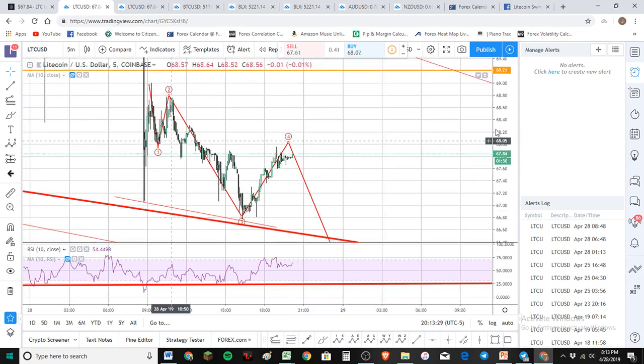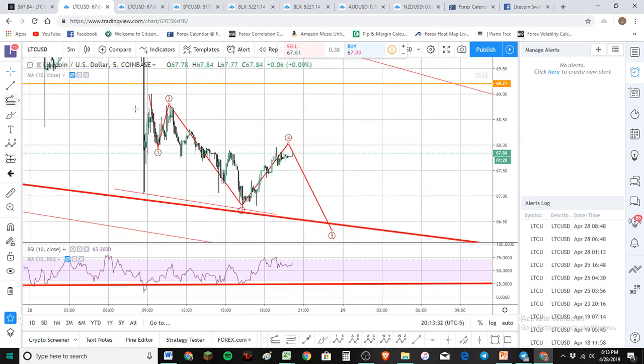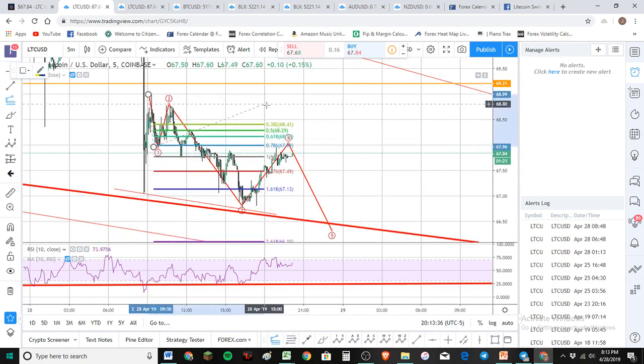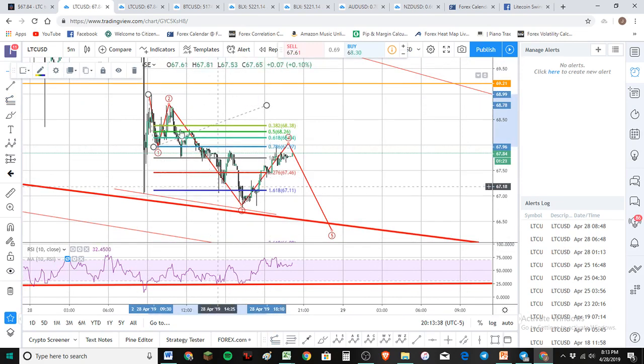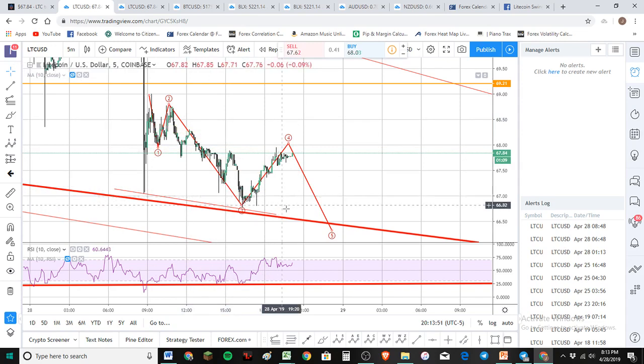But here's another potential count, because let me show you what my fibs are doing. We always want to throw the fibs on to measure and see what's going on. We've got this 3 wave. This could be the 3 wave right here. So we've got 1, 2, 3, 4, 5. I really don't like it. I don't see the subdivision for the 3, so I think that this is probably the 3 wave down here. So that is certainly a potential.